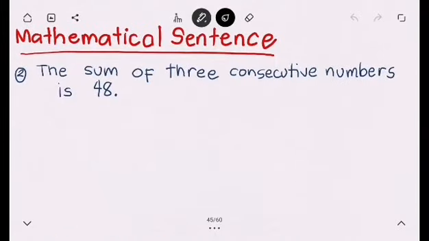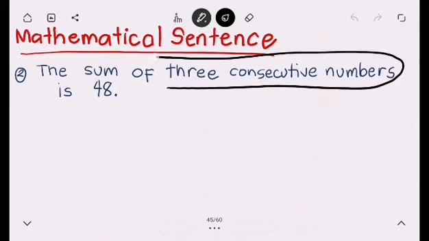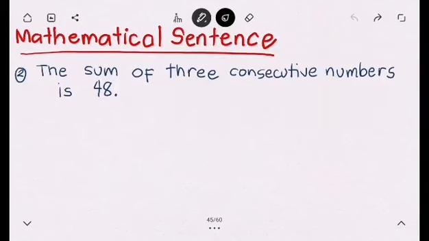Okay, so let's have another one. So this time, the sum of three consecutive numbers is 48. Okay, so analyze uli natin. So the sum of three consecutive numbers, ibig sabihin, tatlong magkakasunod na number. So ang number na yon hindi natin alam. So ibig sabihin, we'll represent that again by a variable. So this time, x uli. So let's say ito yung ating first number.